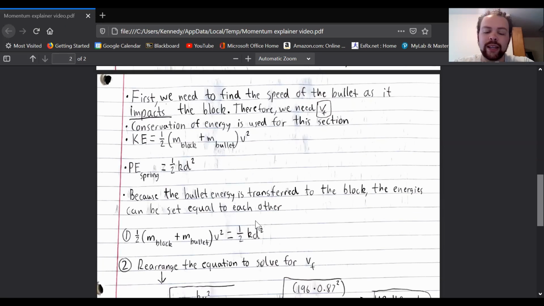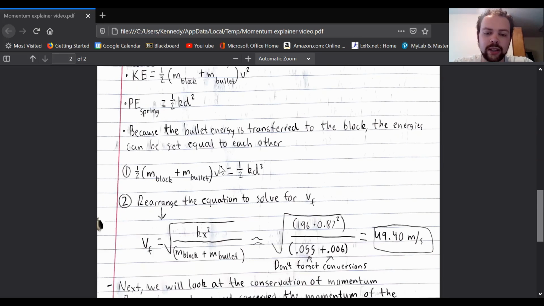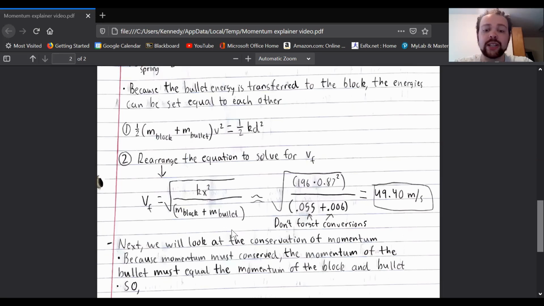Because the bullet's energy is transferred to the block, the energies can be set equal to each other due to energy conservation. The energy of the bullet hitting the block has to equal the potential energy that is created after. So you set them equal to each other and you can rearrange just like this. And just like that previous pitfall, make sure to convert your grams to kilograms. Then you should get something around here if you have numbers like I do.